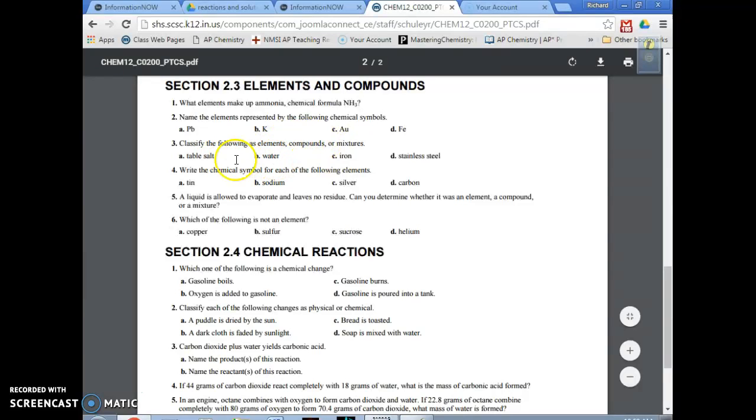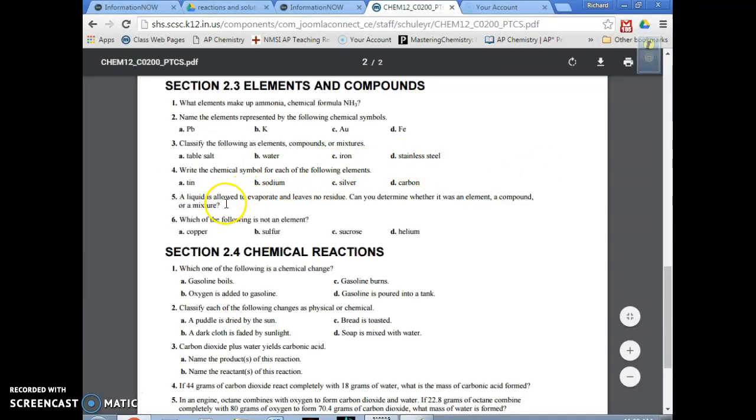NaCl. A lot of these are from your lab. Water is a compound. Iron is an element. Stainless steel is a mixture. Write the chemical symbol for each of the following elements. Tin. We don't have to do this part.